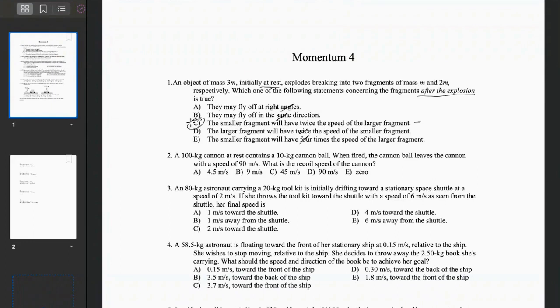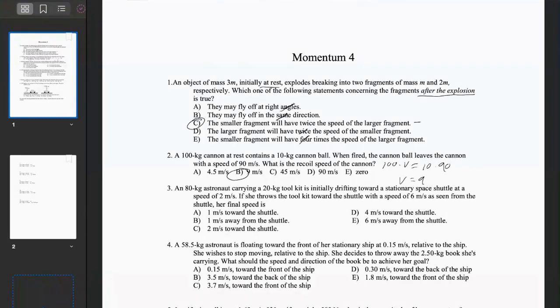100 kilogram cannon at rest with a 10 kilogram cannonball. So we know it's at rest, so we know the initial momentum is 0. That means they have to be equal to each other but in opposite directions. Or we can just set the momentum after the explosion of the cannon equal to the momentum of the cannonball after the explosion. So we'd have 100 times v, the mass of the cannon times its velocity, is equal to 10, mass of cannonball, times the velocity of the cannonball, 100 times 90, giving us 9b.